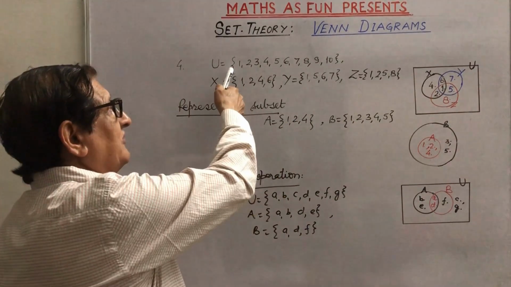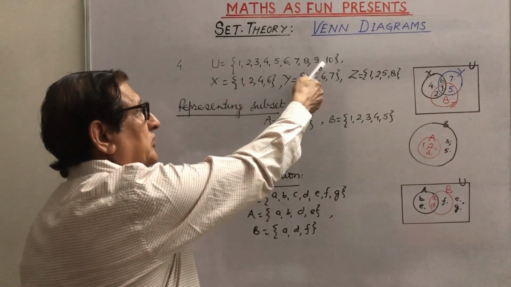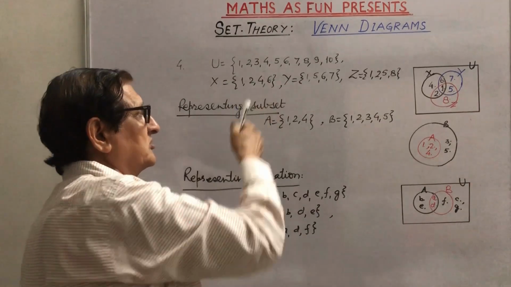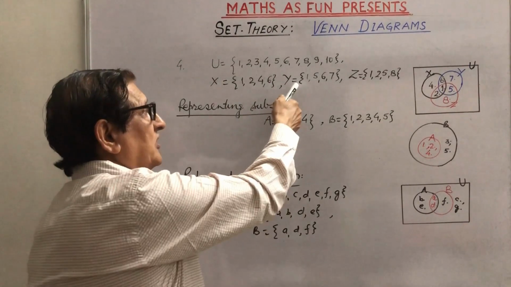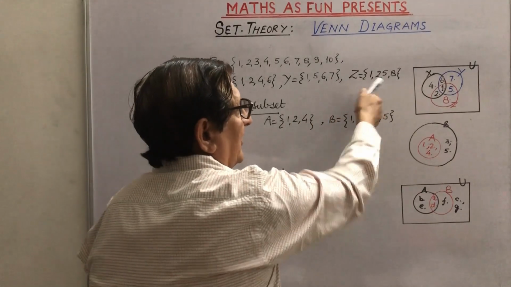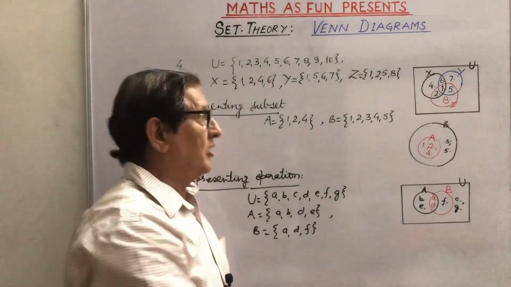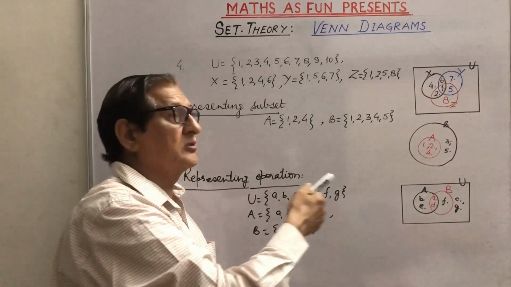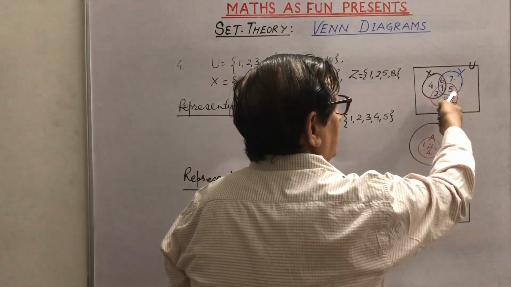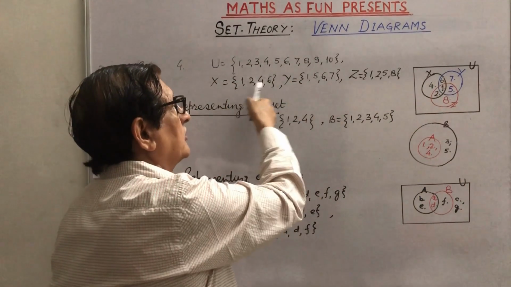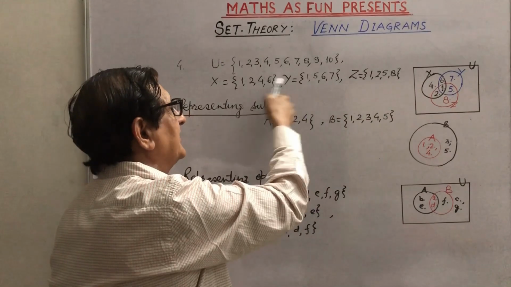The next example we have is with three sets and the universal set. The universal set has the elements 1, 2, 3 up to 10. X has the elements 1, 2, 4, 6, Y has 1, 5, 6, 7, and Z has 1, 2, 5, 8. All the sets have some common element. It means all the three sets will be intersecting each other. The element common to all three, X, Y, Z, we find is 1.